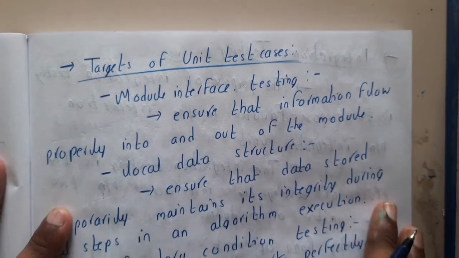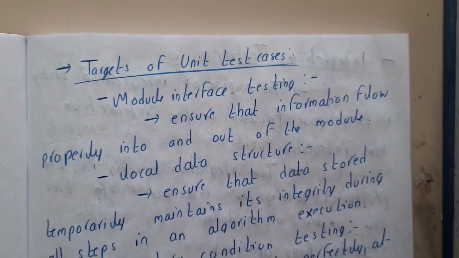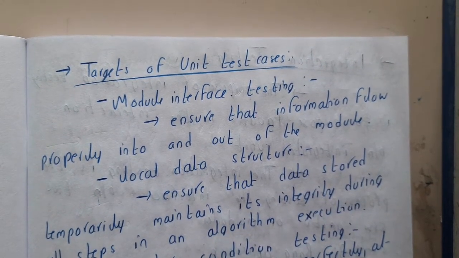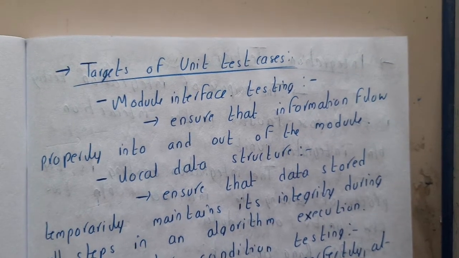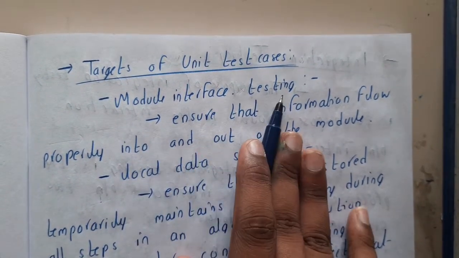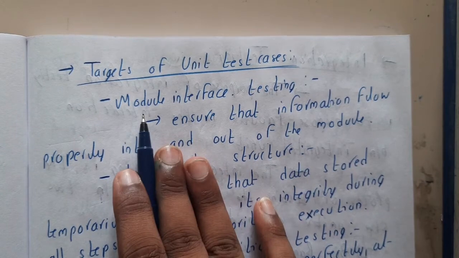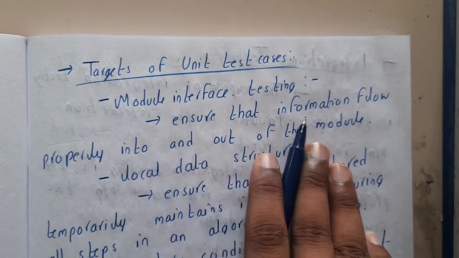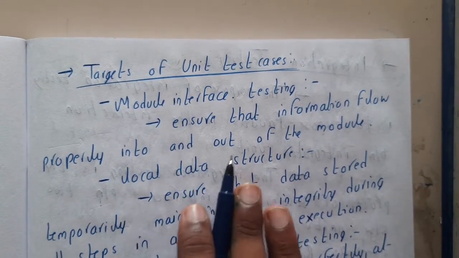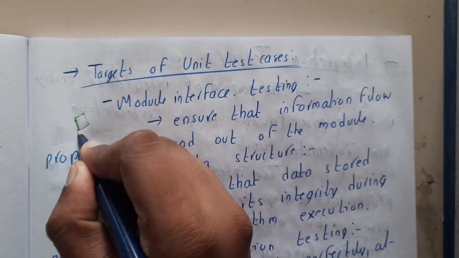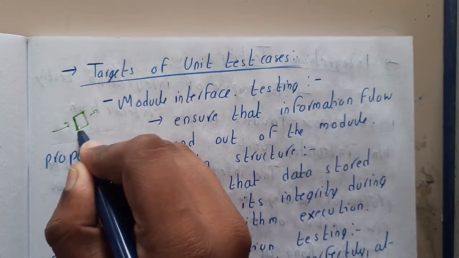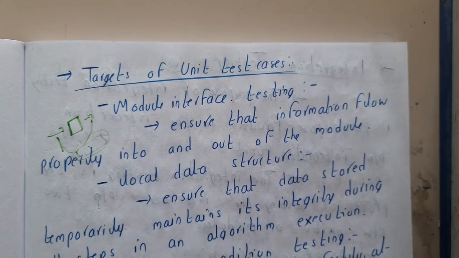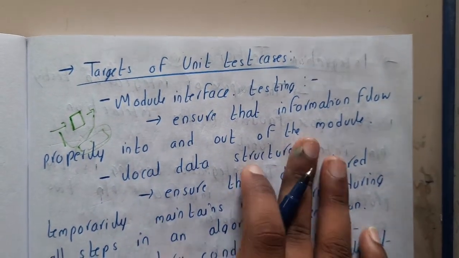Now let us go through what are the targets of unit testing. The points might be repeating, guys. The benefits and the targets will be the same, right? Yes. Module interface testing ensures that the module, which I told you is nothing but the smallest unit, is tested. It ensures that information flows properly into and out of the module. You'll be giving the input and expecting the output. This input and output should match according to your requirements, right? That is what the testing will be done for.